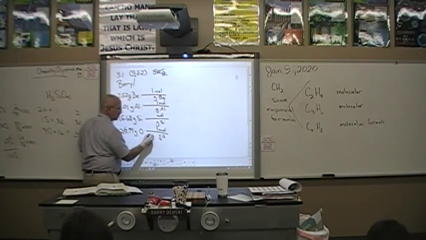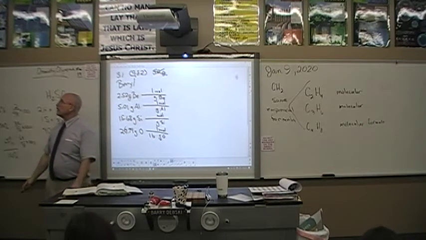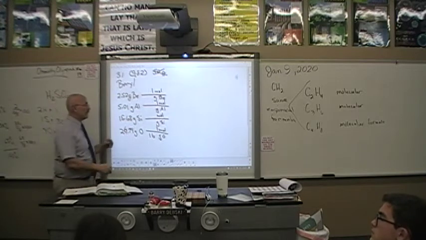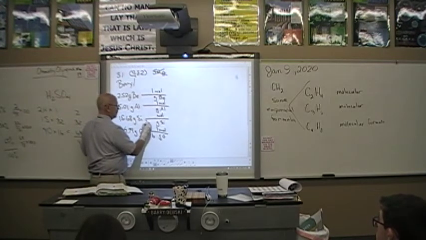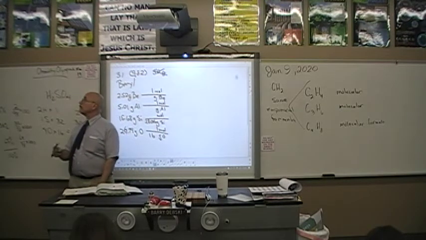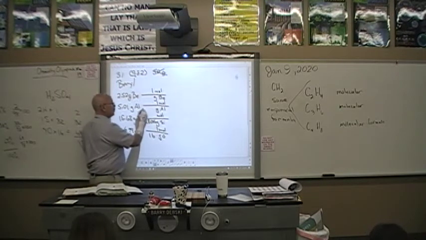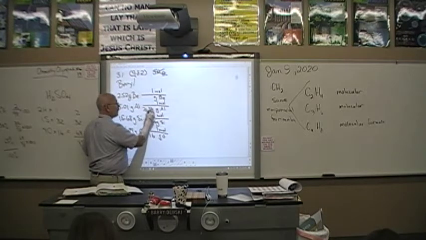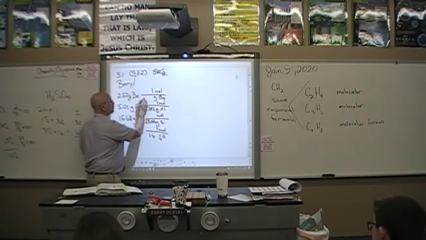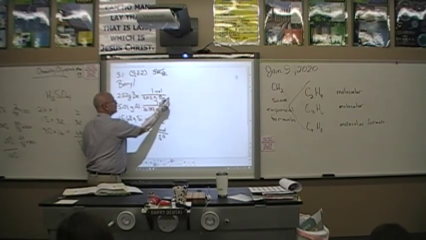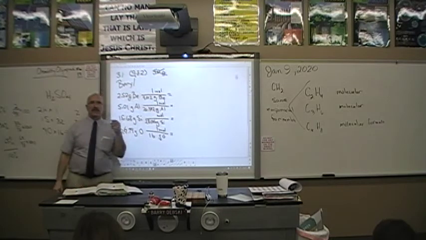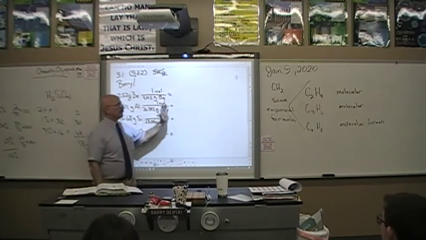I know that one's 16, good. Silicon's 28.086. Aluminum here, our friend, 26.982. And beryllium is a real small guy, 9.012.